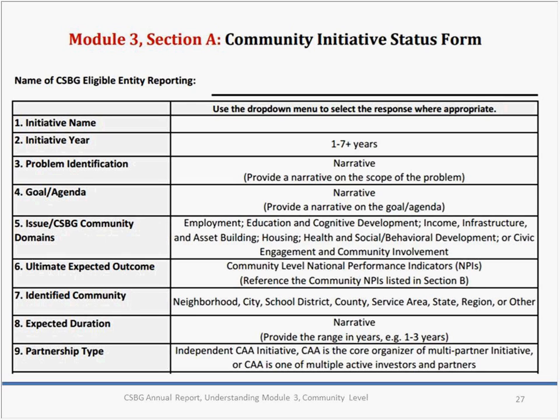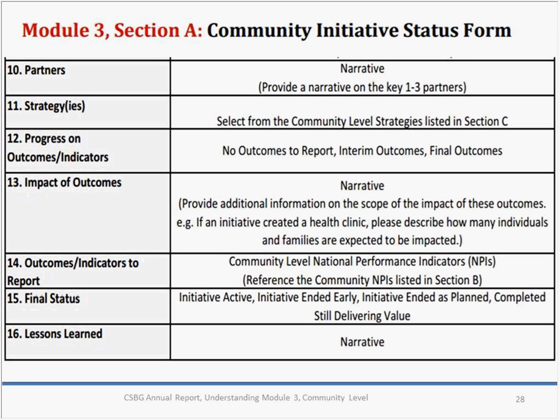Then you would identify the issue or community domain. And you can see from the list that's in the box already, these align with the domains for the NPI later in the report. Filling out this form, you'd identify the ultimate expected outcome. And this would be worked in as kind of a drop-down of the NPIs that you could choose from. And you can go back one slide, please.